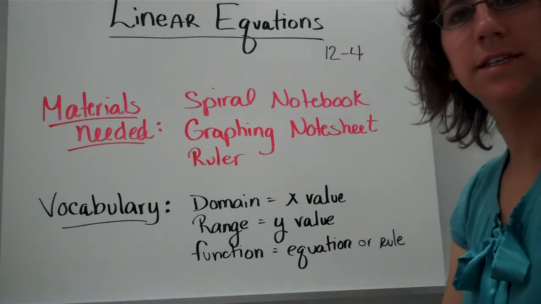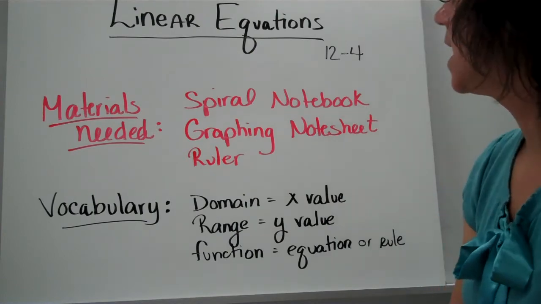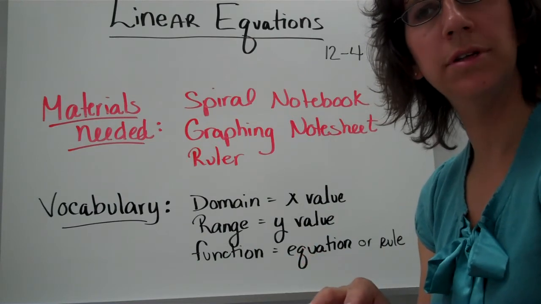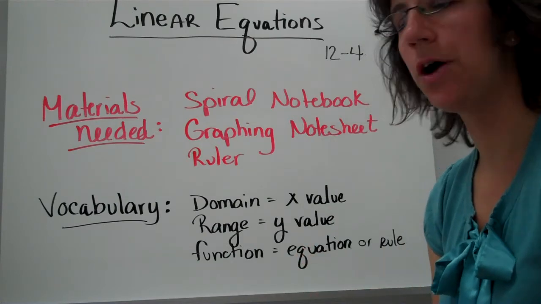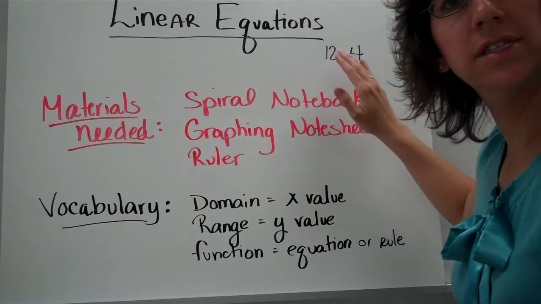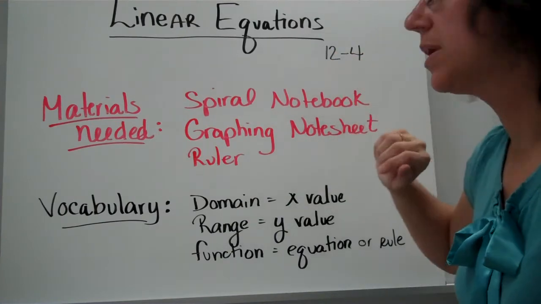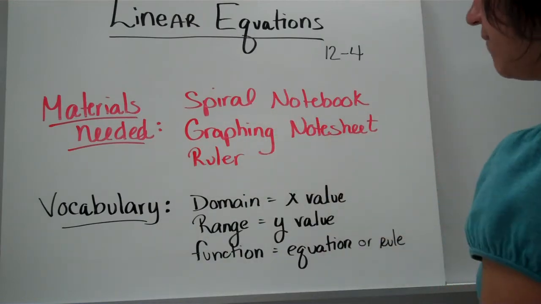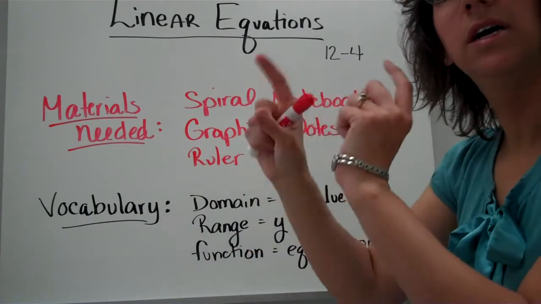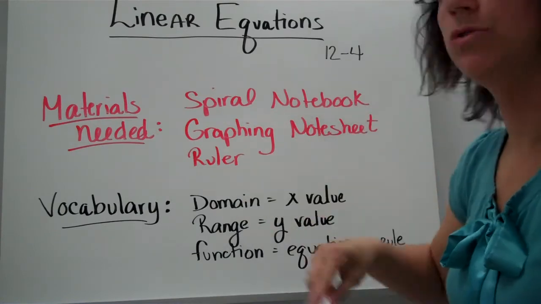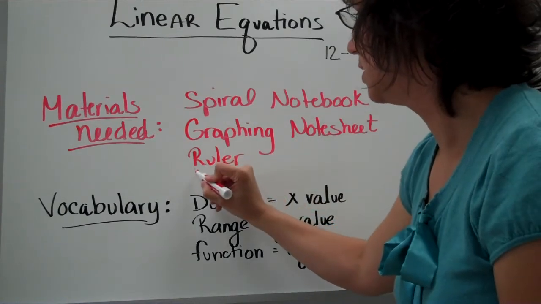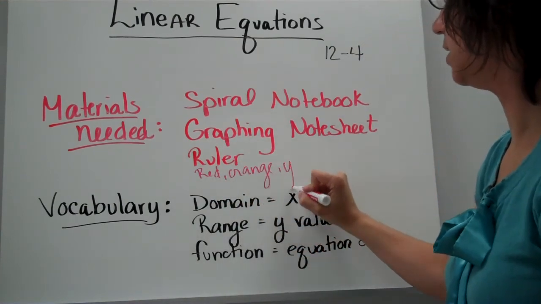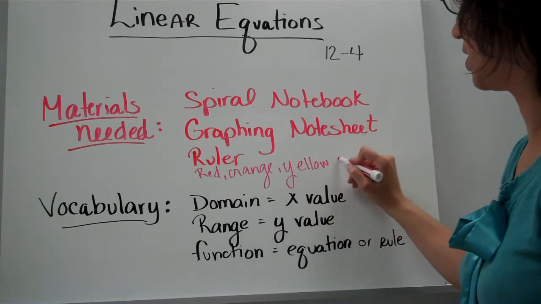Okay, so today's lesson is all about linear equations, and you're going to see that function tables, input-output tables, go right along with graphing. So the chapter reference is chapter 12, lesson 4, and the materials you're going to need for today's lesson: spiral notebook, graphing note sheet that I gave you in class, the one with the 6 different quadrant planes, a ruler, and also you're going to need a red, orange, and yellow crayon.